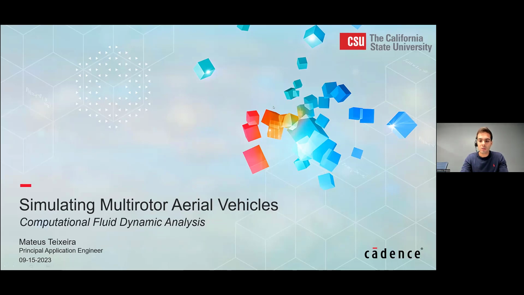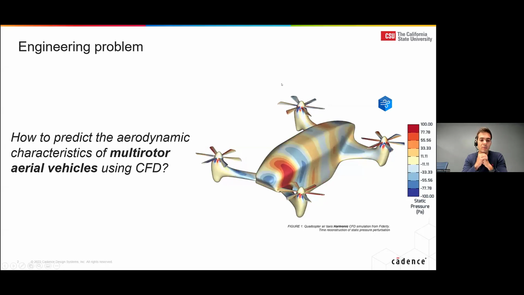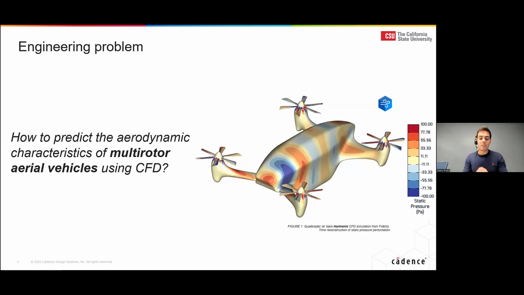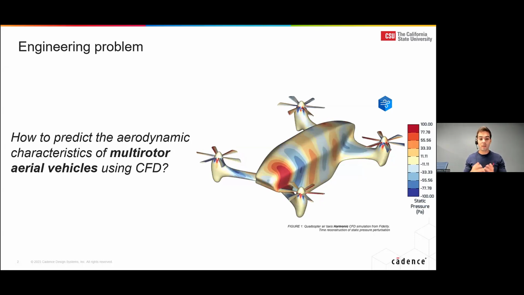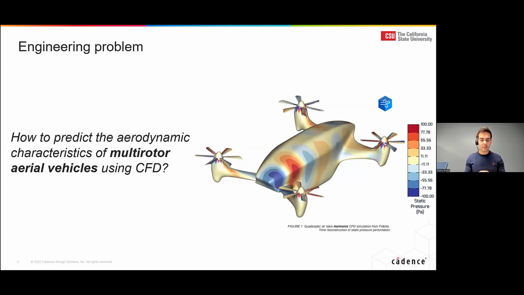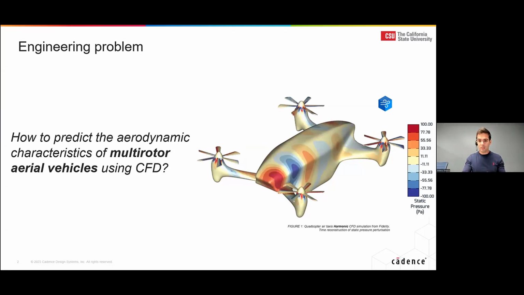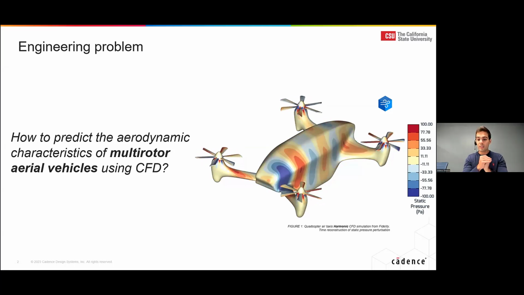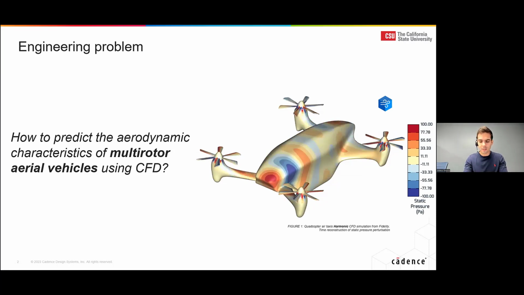So I just wanted to start the presentation. Let me go to the next slide with the type of engineering problem that we are trying to solve here. Basically, we're trying to answer one question, which is how to predict aerodynamic characteristics of a multi-rotor aerial vehicle using CFD. There are a lot of words in this sentence. My goal is to go through the presentation, and then we address each one of those words in terms of multi-rotor aerial vehicle, CFD, and most importantly, I'm showing here one example on the right-hand side of how to predict the unsteady perturbations or aerodynamic perturbations for this type of configuration.